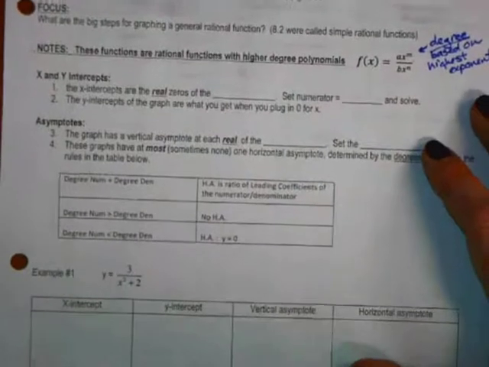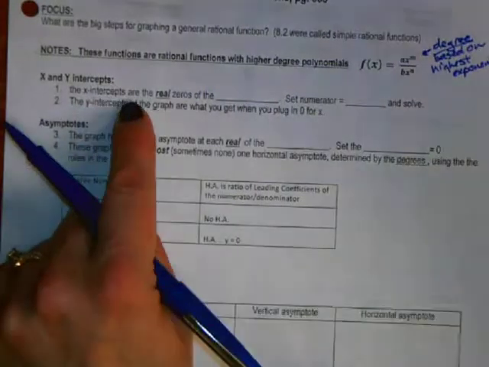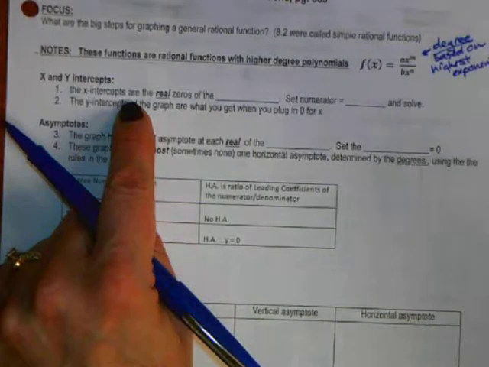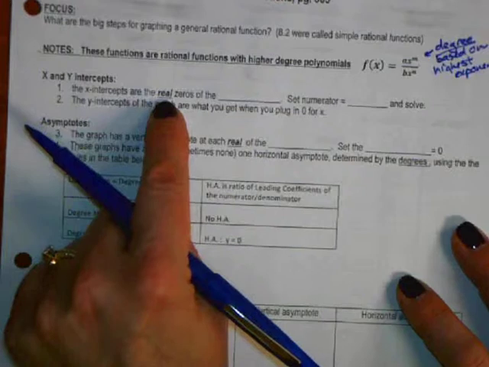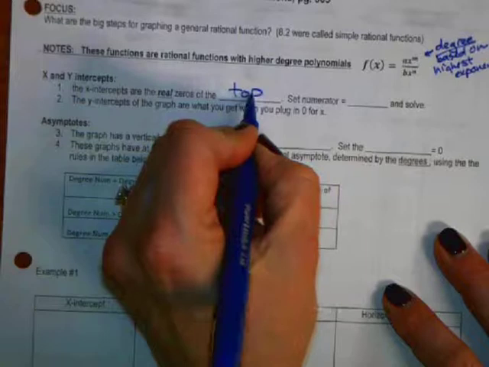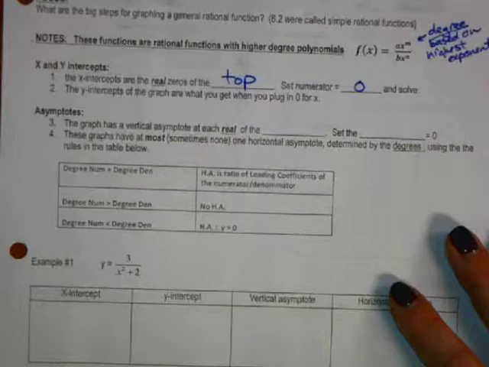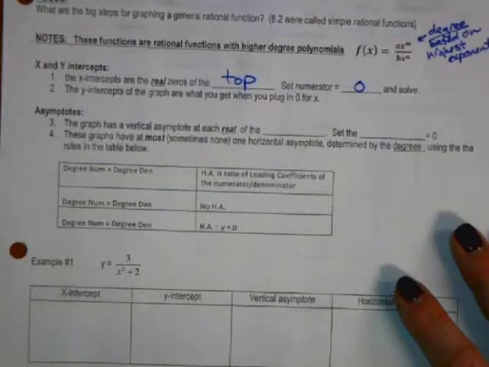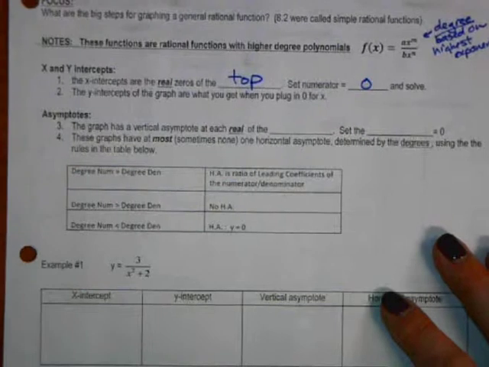All right. So when you start getting these with degree bigger than 1, we're going to look for x and y-intercepts today. Yesterday we didn't really do that. We just did asymptotes. Today we're going to find x and y-intercepts. The x-intercepts are the real zeros, meaning no imaginary numbers, of the top. So you set the numerator equal to 0 and solve. Okay? The y-intercepts of the graph are what you get when you plug in 0 for x. I'm going to practice all of these.